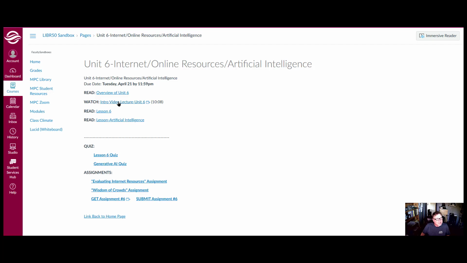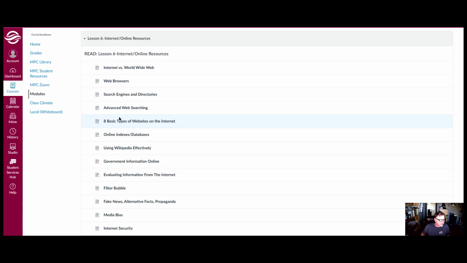Now, in this unit, we have two lessons. We have Lesson 6, which is dealing with internet and online resources, and we also have a lesson dealing with artificial intelligence. Down below here, we have a couple of quizzes and 3 assignments. So let's start off with lesson number 6. I'm going to click on here, and this is going to take us to our lesson.